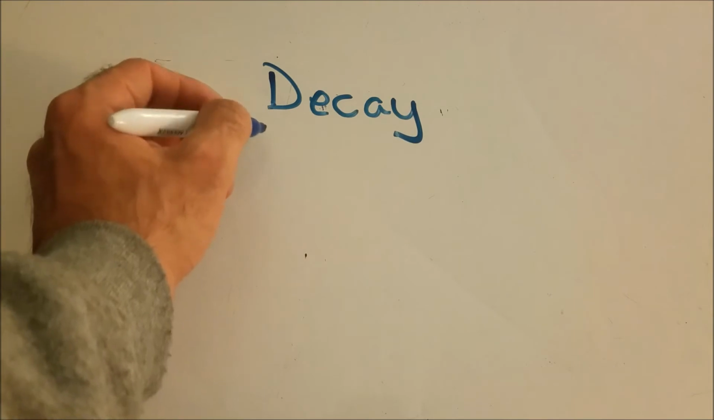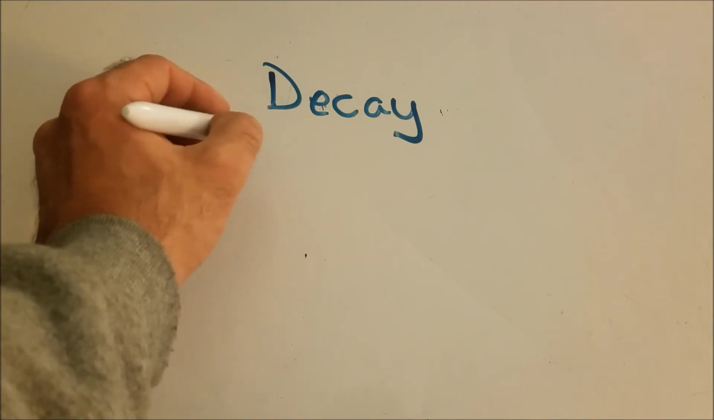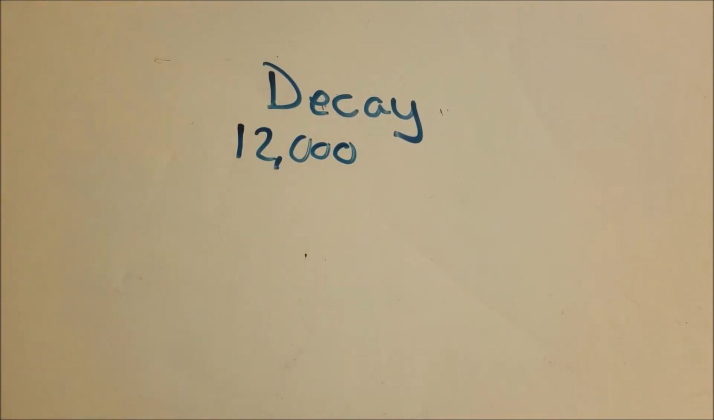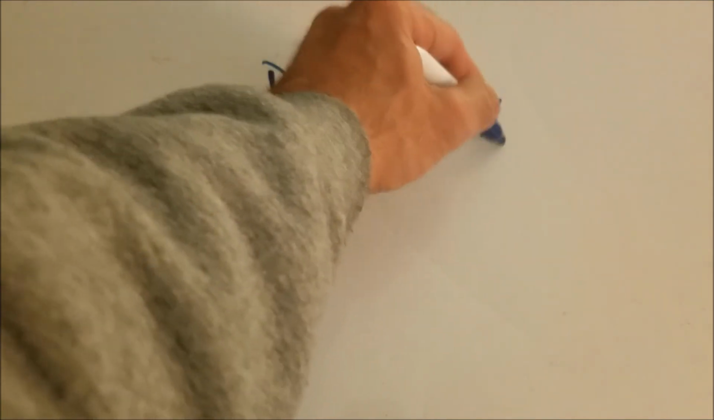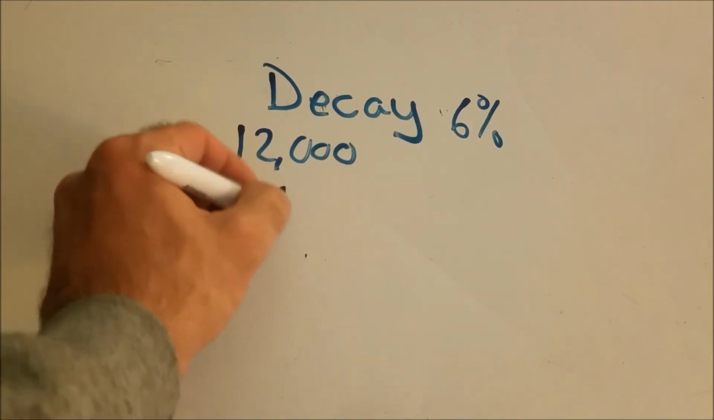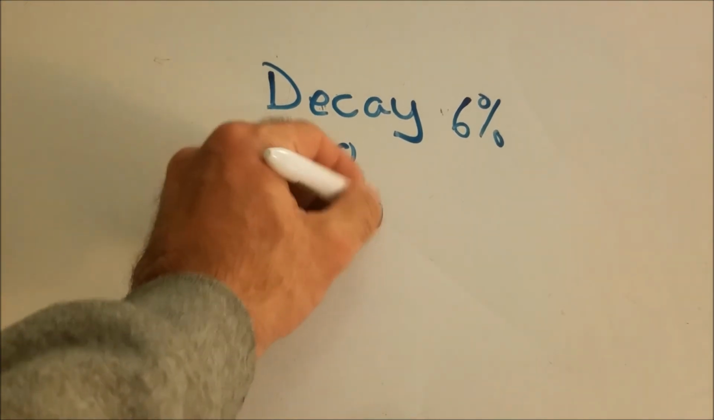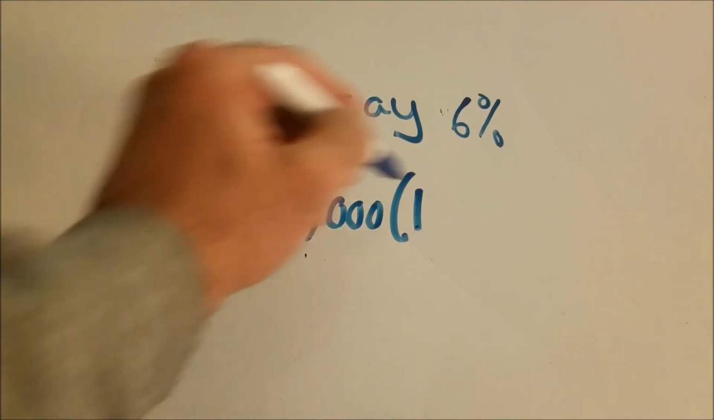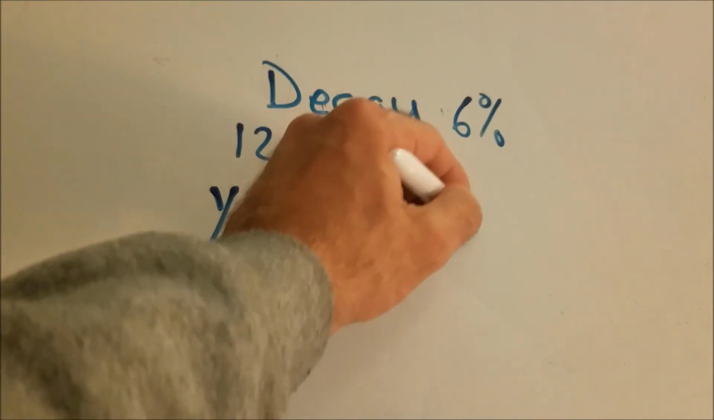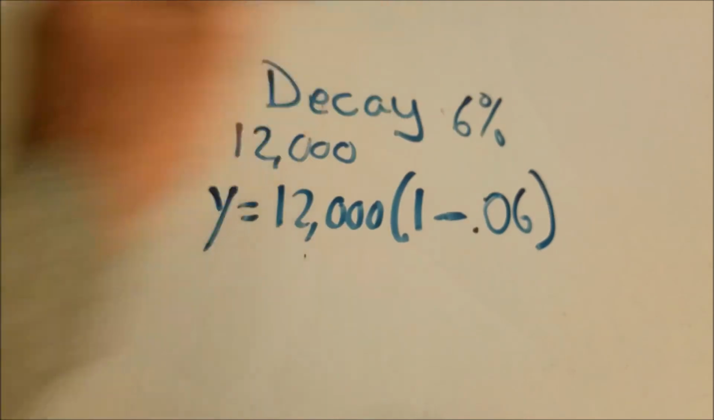So let's say we bought a car, and it was $12,000, and it's projected to decrease in value 6%. So what do you think? How would you write this exponential equation? Okay, so y is going to equal 12,000. That's the original amount. It's going to be 1 minus 0.06, right? 1 minus 0.06.